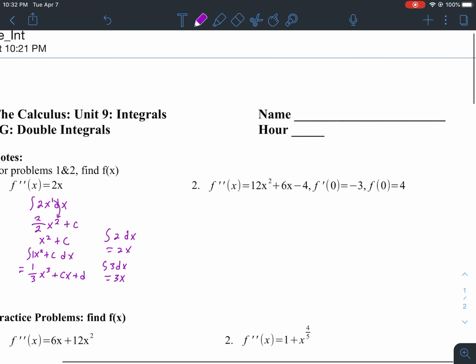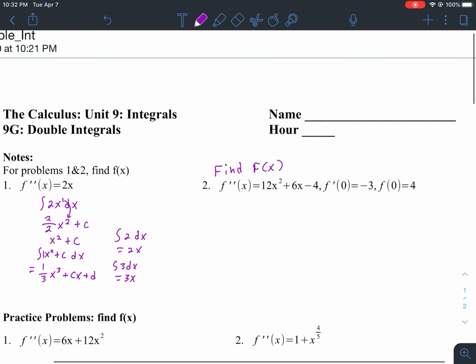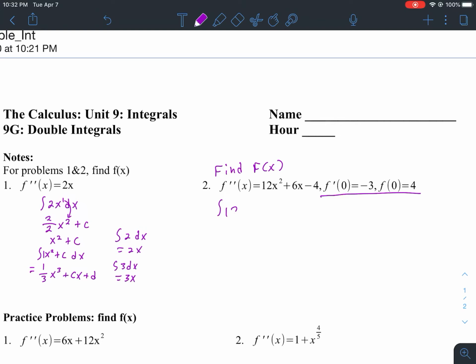Okay. Now, for problems 1 and 2, we want to find f of x. So here, once again, we know the second derivative. So we find the antiderivative twice and we'll get the function. But what in the world is this mumbo jumbo? Let's not worry about it right now. We'll get to that shortly. Okay, let's take the antiderivative of 12x squared plus 6x minus 4.